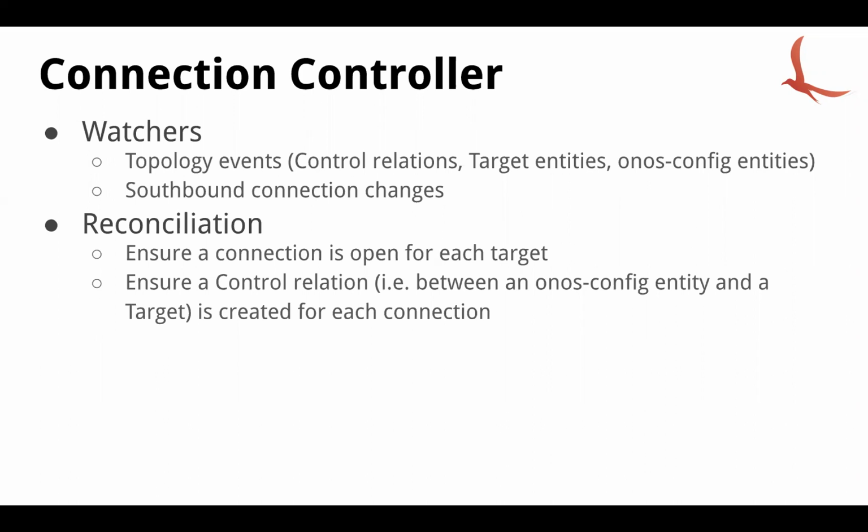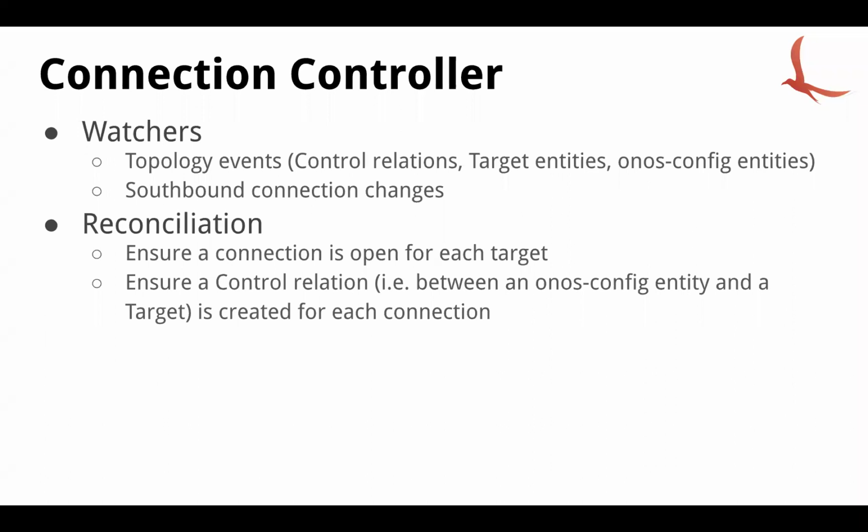And so we can use that. We can then use topology to tell if a connection went down. If a connection is lost, the connection controller will get rid of the relation, and then the configuration controller can react to that and say, oh, the target might have restarted because it disconnected and reconnected, so we need to resync.